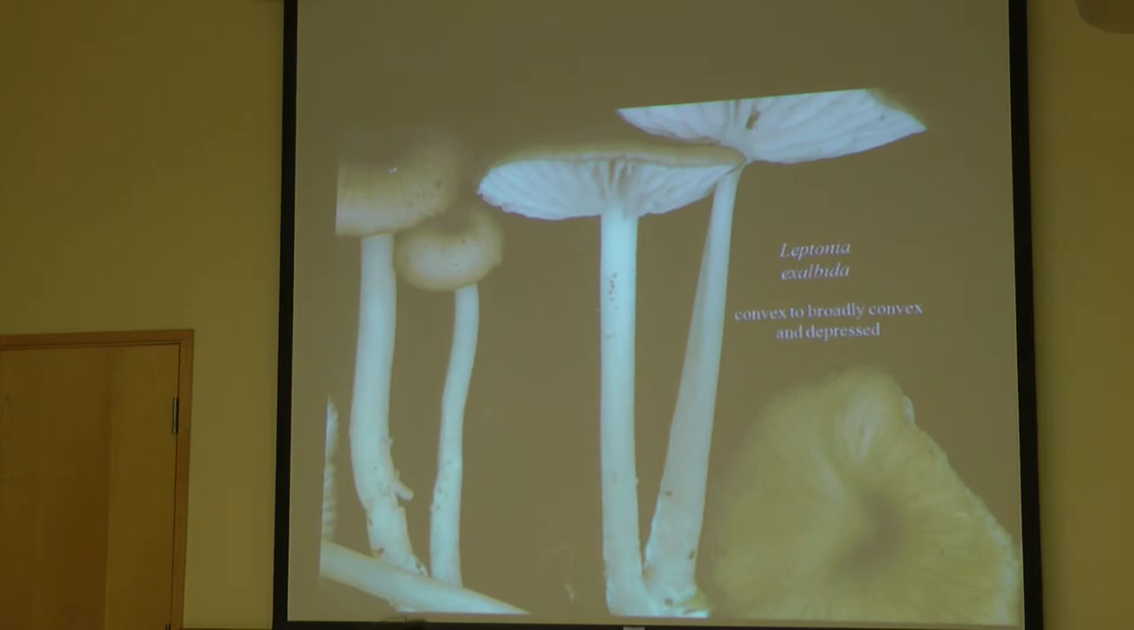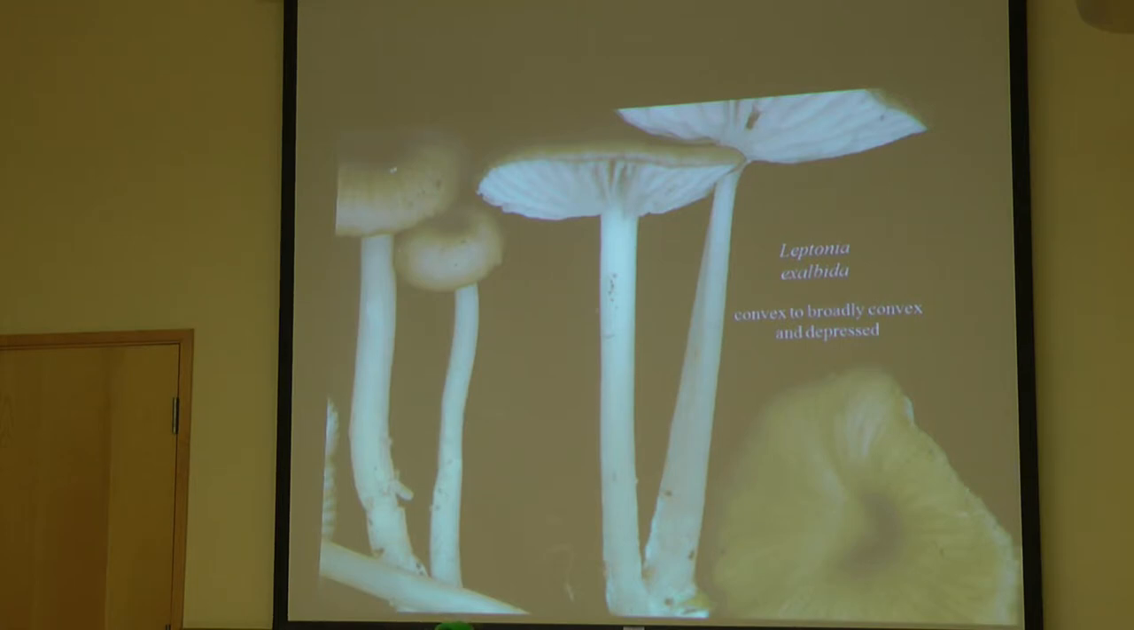And this is, in the young ones, it's convex, and you may be able to just see that it's umbilicate. It has this little depression here. So he calls it convex to broadly convex and depressed. So that brings up something that's important, is that mushrooms change as they age. As we talked about, they start as a little button, and then as they get bigger, they expand.